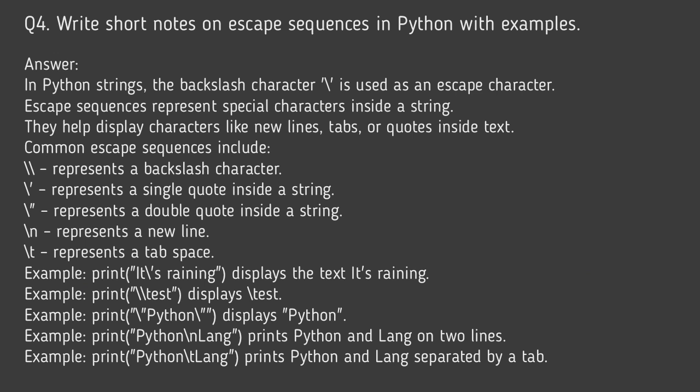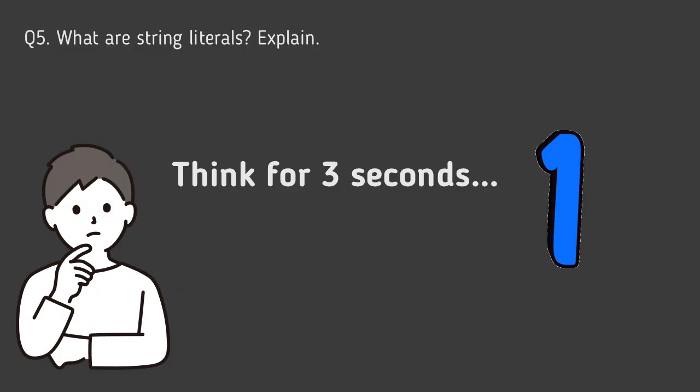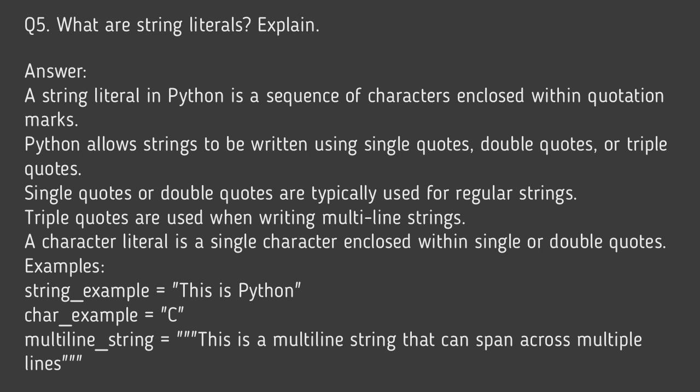Escape sequences use the backslash character to represent special characters like new lines, tabs, quotes, or backslashes in Python strings. A string literal is text enclosed in quotes in Python. It can use single quotes, double quotes, or triple quotes for multi-line strings.